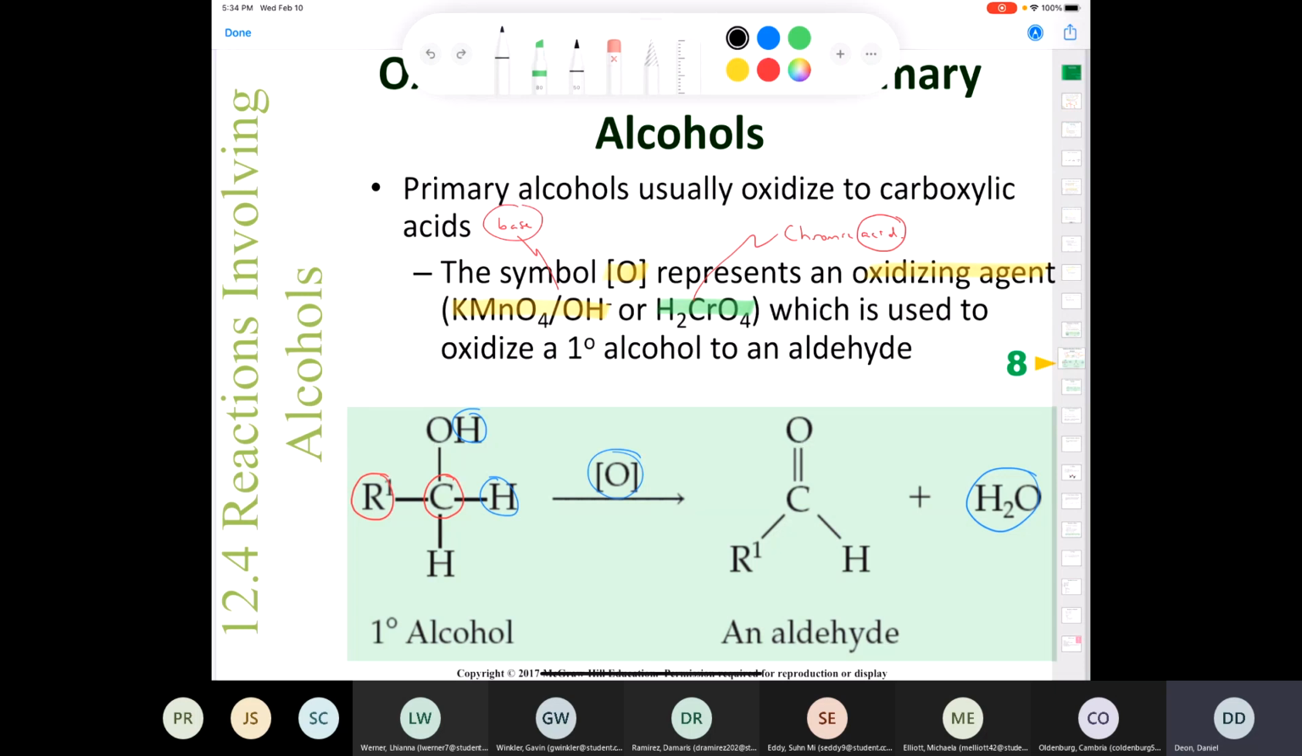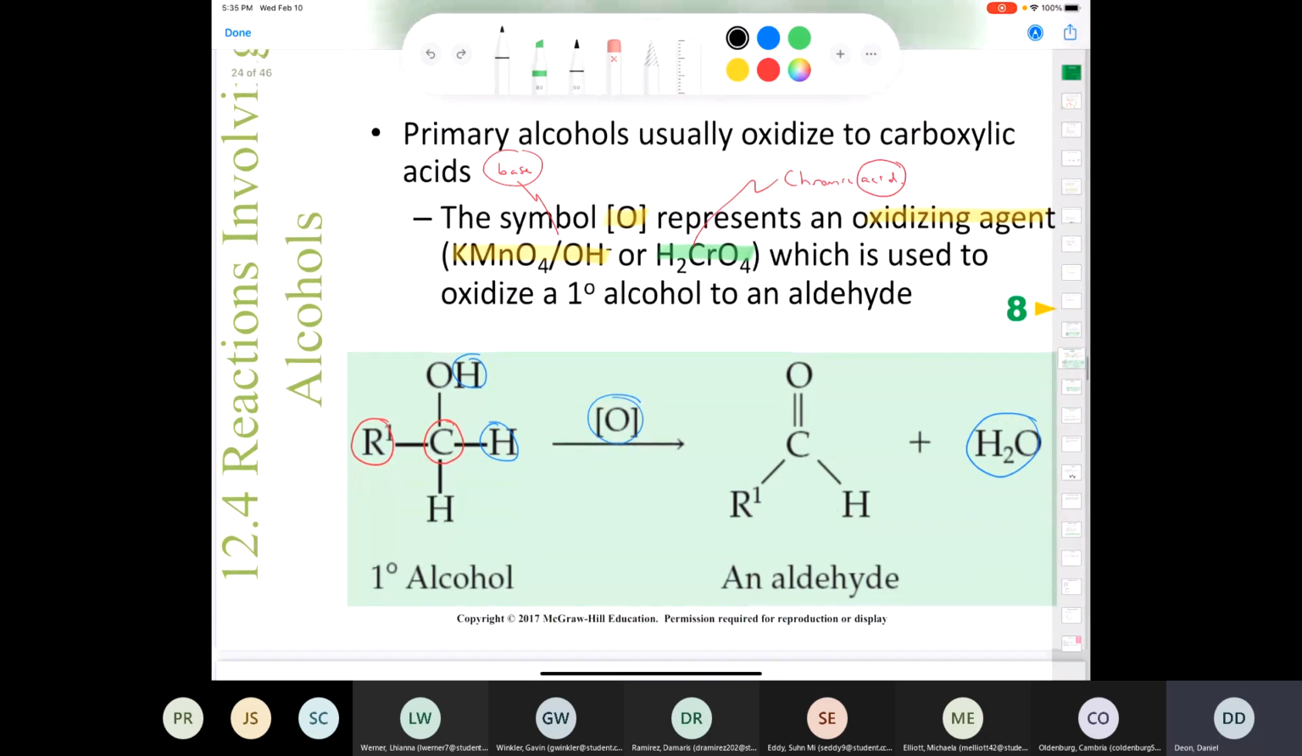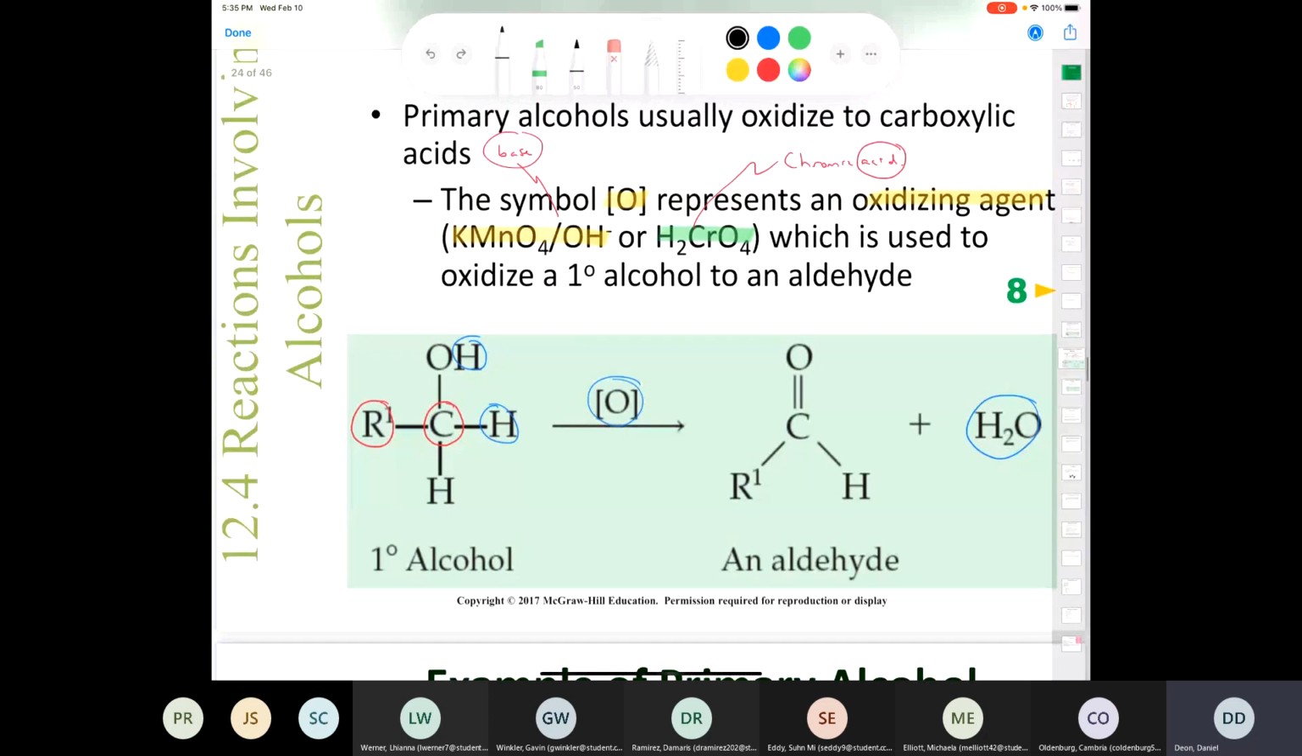Something that's not shown on this slide is that you can further oxidize an aldehyde. What do you mean, Mr. Dion? What I mean is that you can oxidize an aldehyde even more. You can oxidize an aldehyde all the way to a carboxylic acid. And that would just take a second equivalent or a second molar equivalent of the oxidizing agent, and it will actually put an oxygen in between this carbon and hydrogen to make a carboxylic acid.